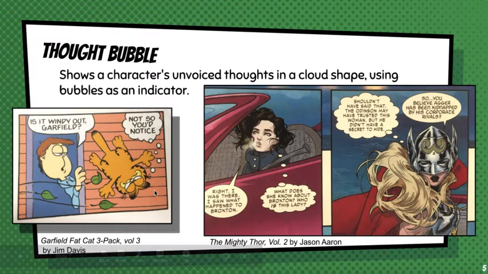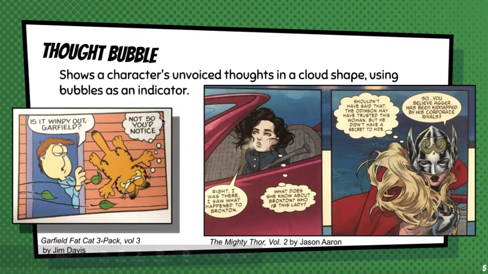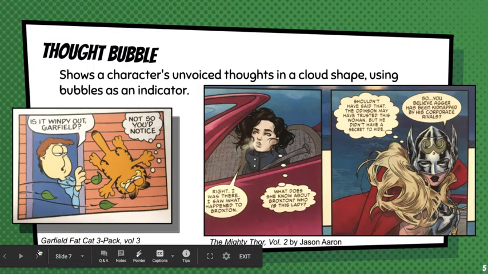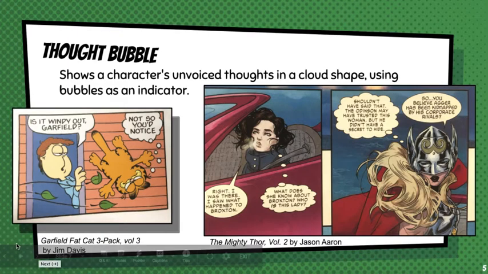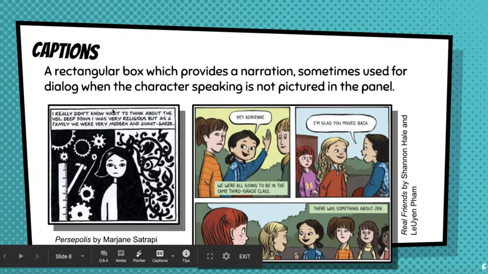Thought bubbles. Notice Garfield here has bubbles going up to what he's thinking. Since cats cannot talk, he is thinking this. All right, so that is a thought bubble. It tells what characters think in their head but don't say out loud.